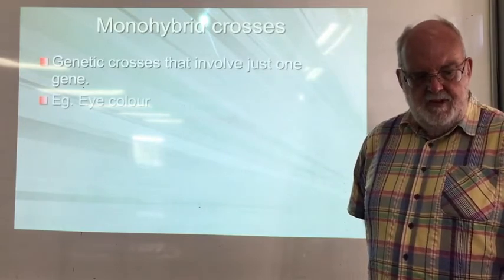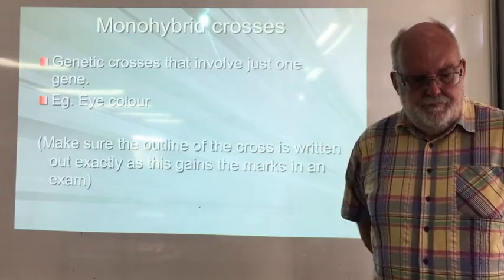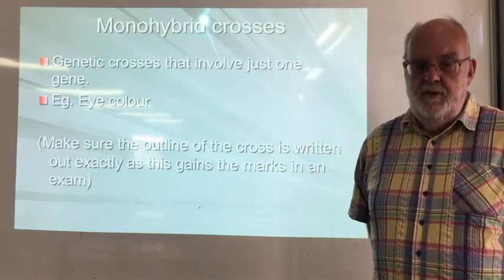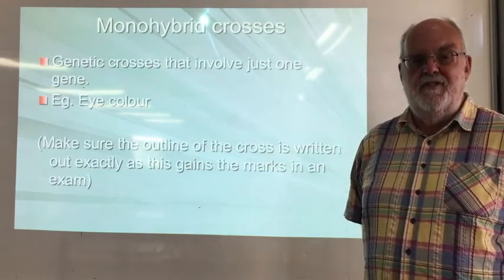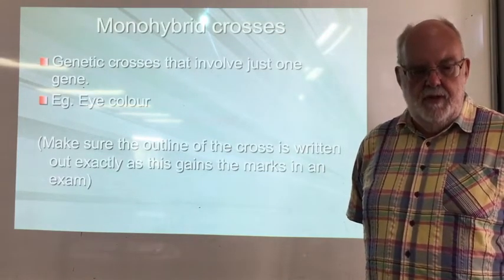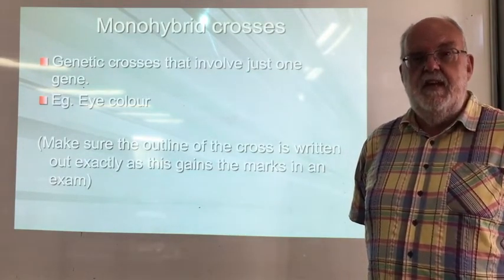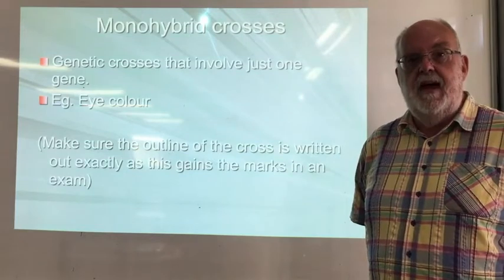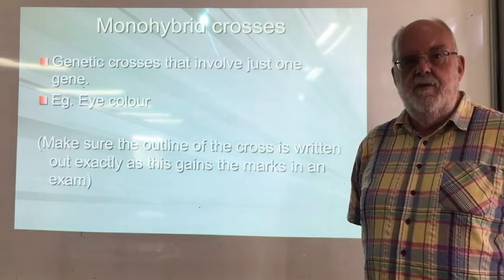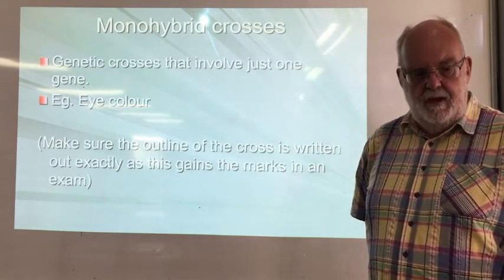Only one gene, for example in this case eye colour. Now, one important rule to follow is that whenever you do a genetics question, an inheritance question, even if it doesn't say it in the question, as a rule of thumb, you should actually outline the cross, the genetic cross, in a particular way. And I'm going to go through that now. So when you come to do questions on this, in general, follow the rules, even if it's not specifically implied in the question.